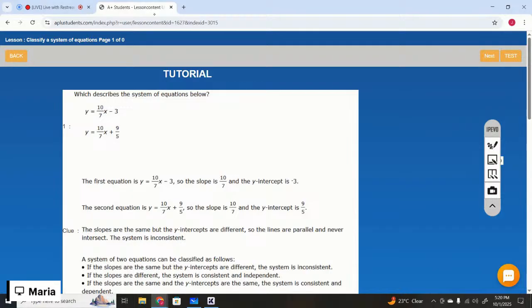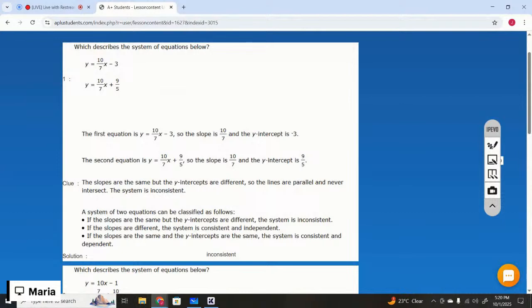Which system describes the equation below? Y equals 10 by 7x minus 3 and y equals 10 by 7x plus 9 by 5. So equation number 1 is y equals 10 by 7x minus 3. So the slope of this equation is 10 by 7 and the y-intercept is negative 3.